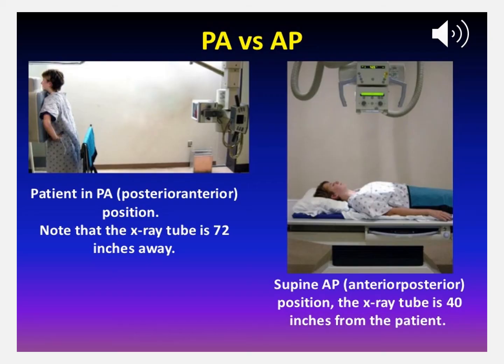So it's a PA versus an AP. This is a posterior anterior on the left like we just discussed, and the other one is a supine AP. The main difference is the distance from the source. Again, in an erect PA, they're 72 inches away from the source. In an AP, the patient is 40 inches away. Seldom will you see a patient wheeled down to x-ray for an AP; they're generally going to have a portable done in the bed.